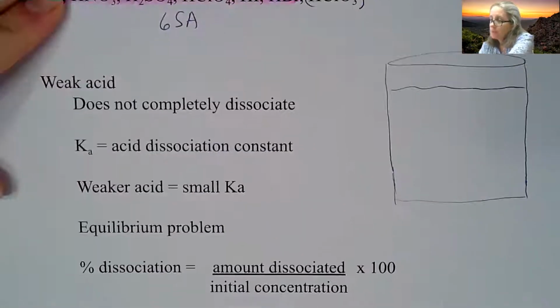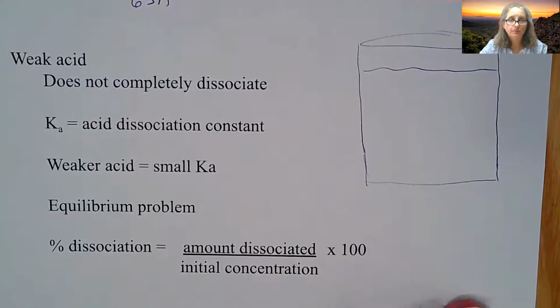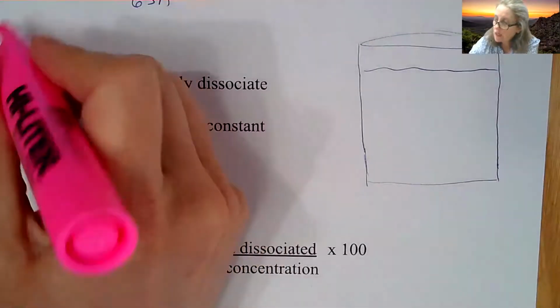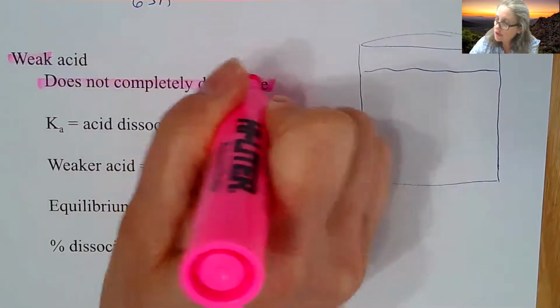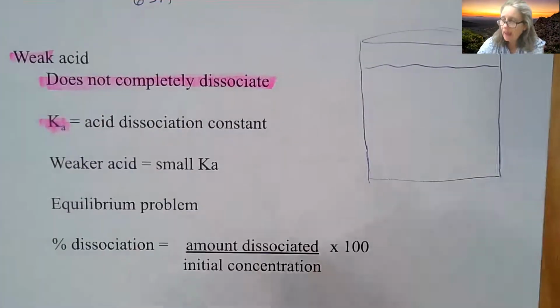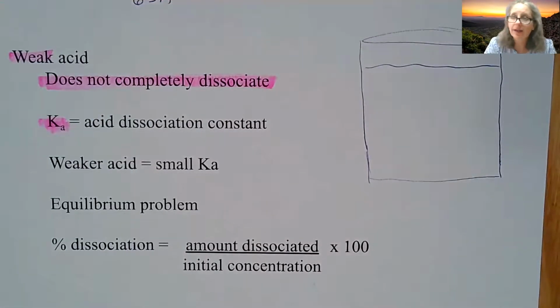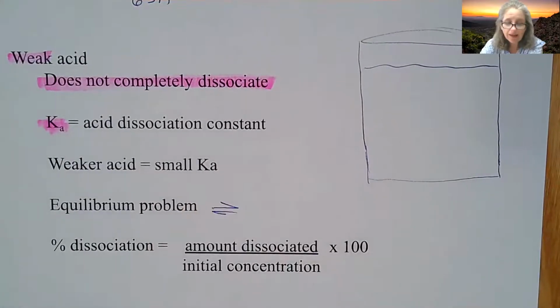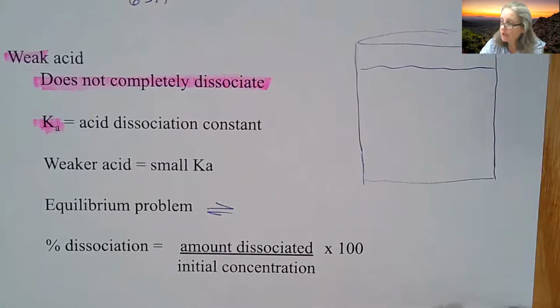So what does it mean to be weak then? Weak means it does not completely dissociate. That's the definition of weak. It doesn't have to do with concentration, so please do not misinterpret that. A weak acid is going to have a Ka, that dissociation constant that I mentioned before. The weaker the acid, the smaller the Ka is going to be. So we have an equilibrium problem that we're talking about, and we're going to have a double-headed arrow that we are going to be looking at.